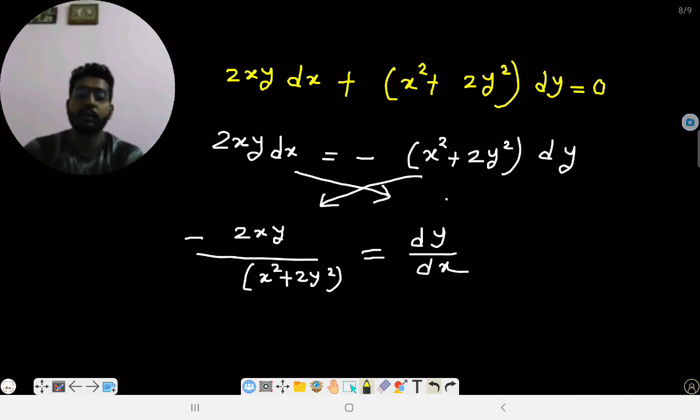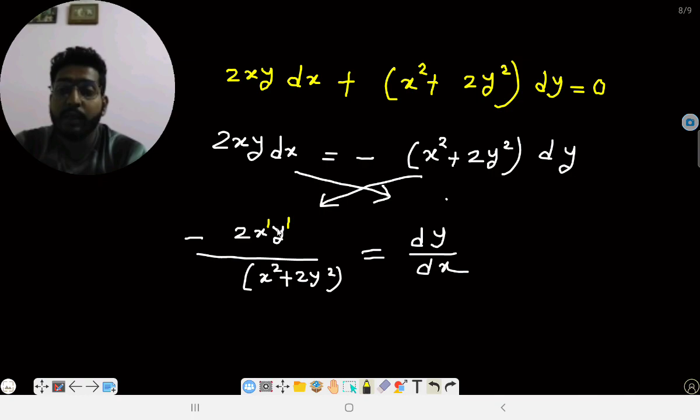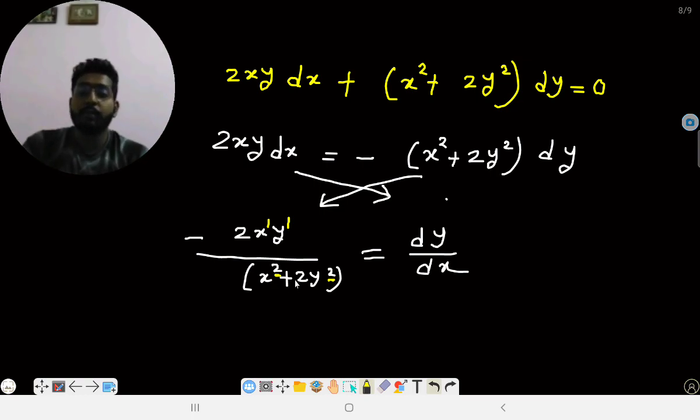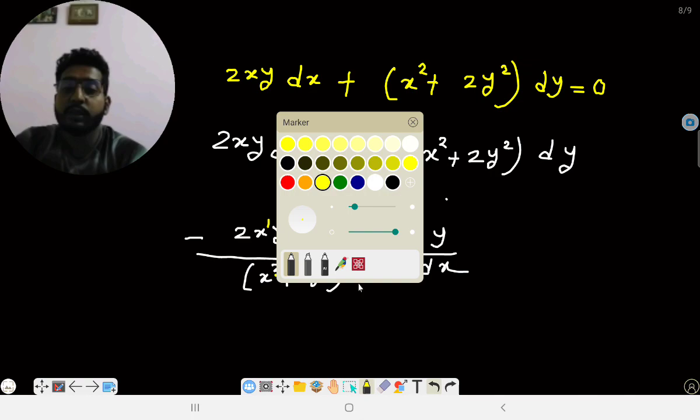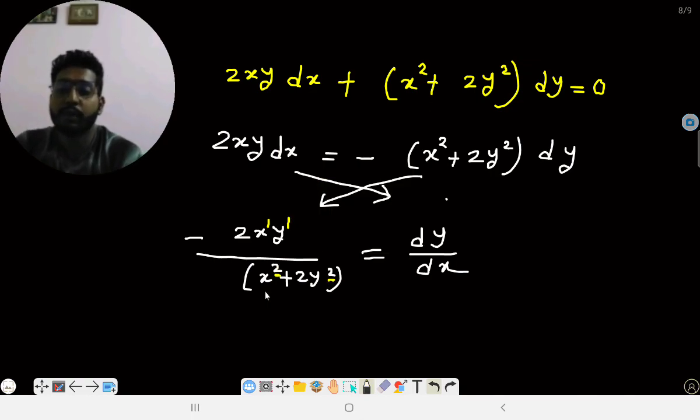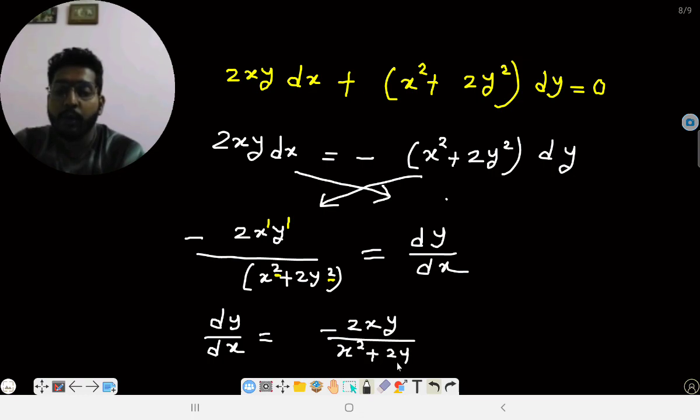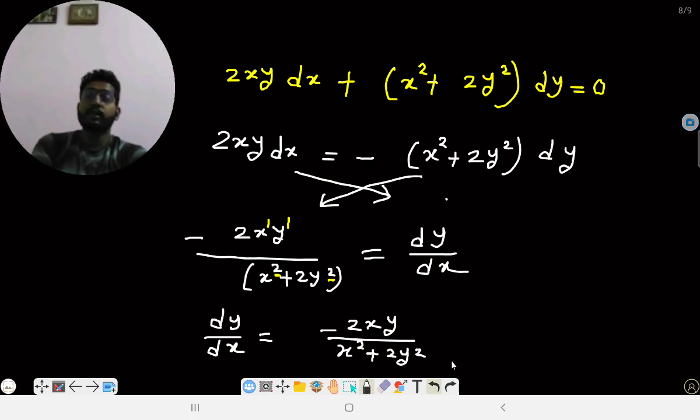Now what will be the technique here? Look at the power. Here the power is 1, here the power is 1. The product means the overall power is 2. Here the power is 2, here the power is 2, and since it is an addition, it will be 2 only. That means the numerator has power 2 and the denominator has power 2. Both have the same power, so it is a homogeneous function. The function looks like this: dy dx equals minus 2xy by (x square plus 2y square). This is the way to check whether it is homogeneous or not.